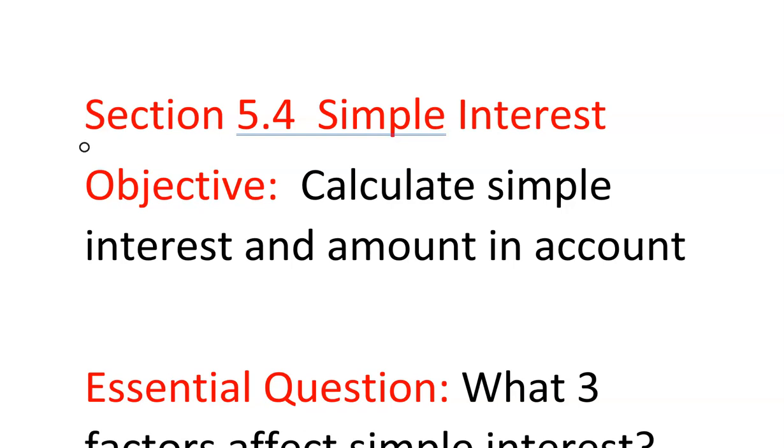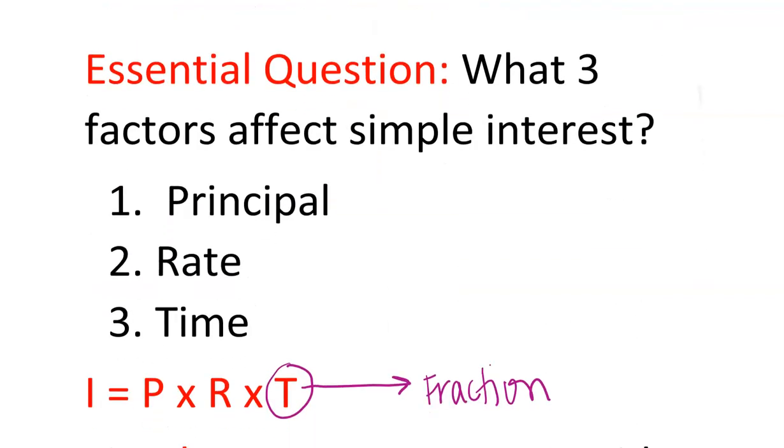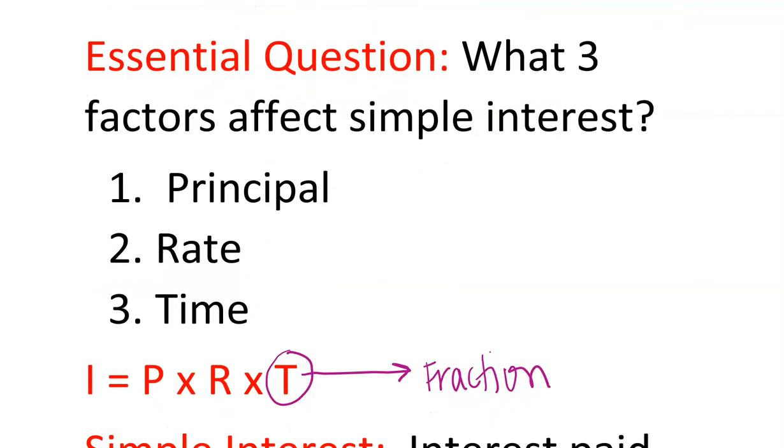Section 5.4, Simple Interest. The objective for today is to calculate simple interest and the amount in the account. This is dealing with savings accounts today. Essential questions. What three factors affect simple interest?